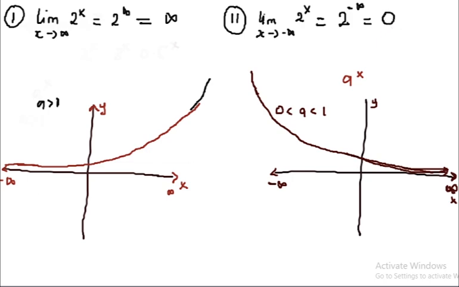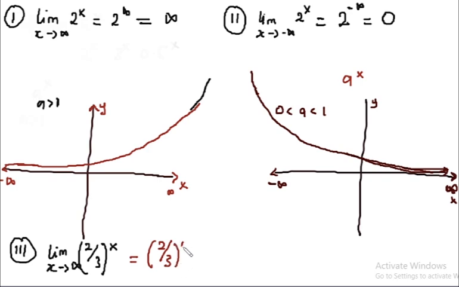Let me take one other example. Say I'm asked to find the limit as x approaches infinity of (2 over 3) to the power of x. You can pause the video and try to solve this one yourself. Like we did before, I'm plugging the infinity value straight in. So I'll have 2 over 3 to the power of infinity. Now 2 over 3 is 0.666666 recurring, but I can approximate it to 0.67 to infinity.